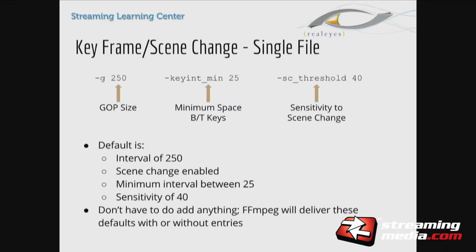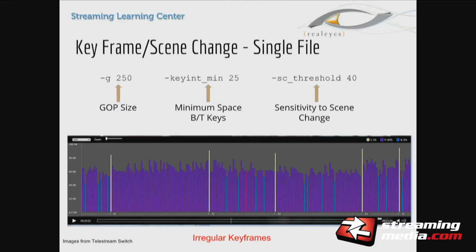OK, so now we've set the data rate. Let's look at keyframe interval. If you do nothing, if you have none of these controls in the file, you get a keyframe interval of 250 frames, a minimum keyframe setting of 25 frames, and a scene change threshold of 40, which makes it pretty sensitive to scene changes. And what that looks like in the file, from a product called Telestream Switch, is that the tall white lines are keyframes, and that's pretty much all we care about for this particular slide.